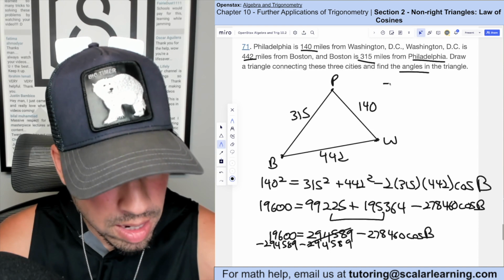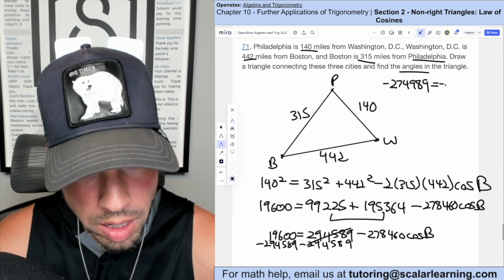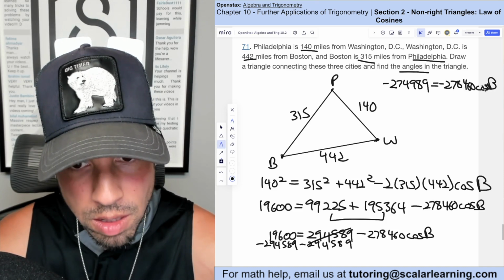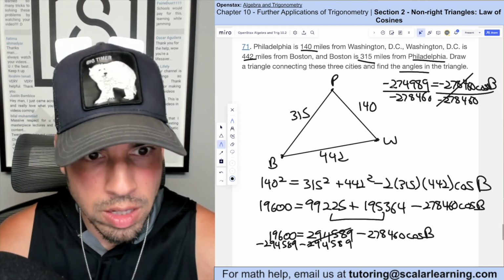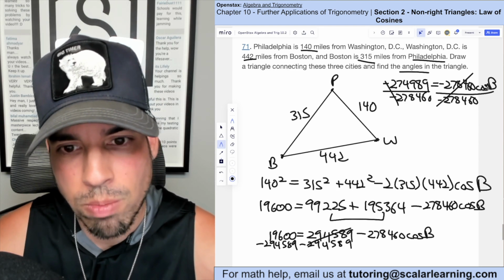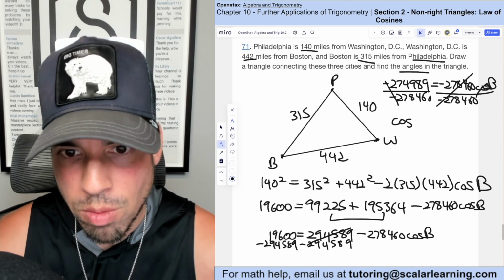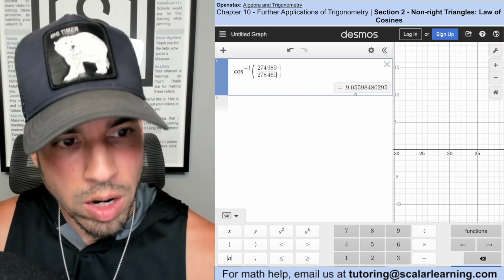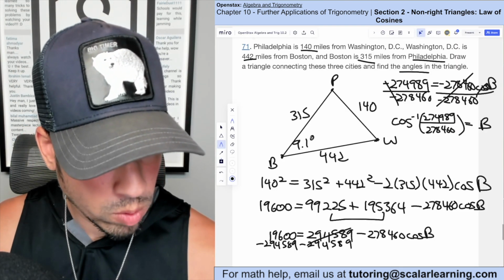And then we got negative 274,989 equal to negative 278,460 cosine of b. Then we're going to divide both sides by this constant, negative 278,460. These are going to cancel out, negatives cancel out. And then to do the final solving for angle b, I'm going to take arc cosine of this quantity because we have to isolate the b. That's how we get rid of the cosine. So arc cosine. And now let's plug this into Desmos. Rounded to the nearest tenth, we get 9.1 degrees. So b is 9.1 degrees.